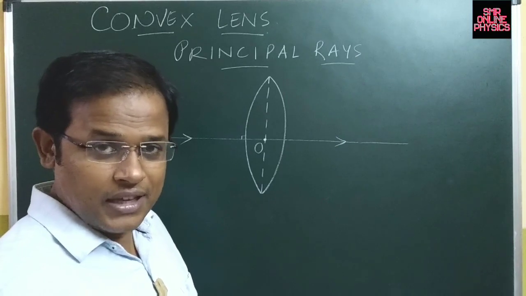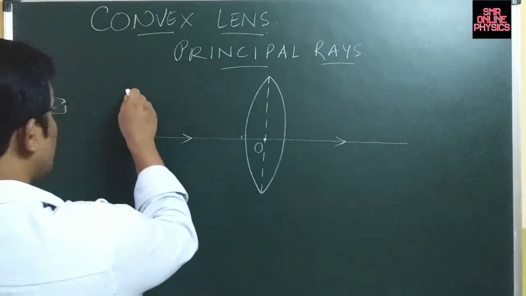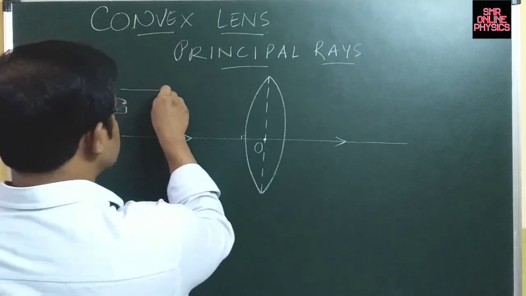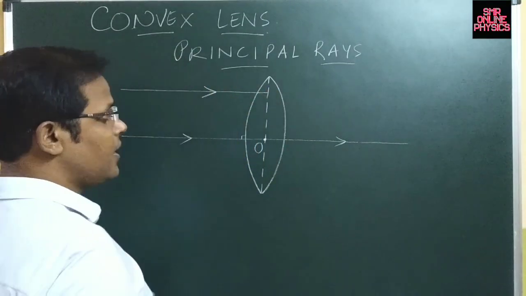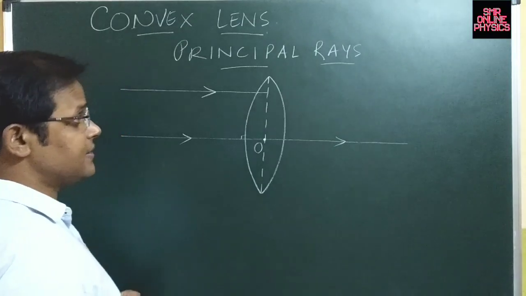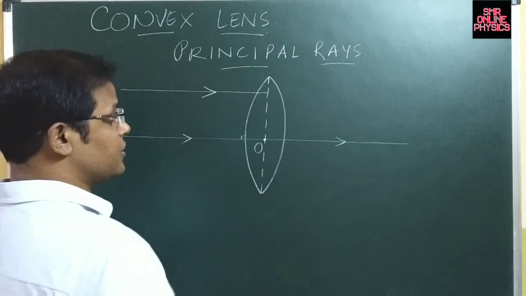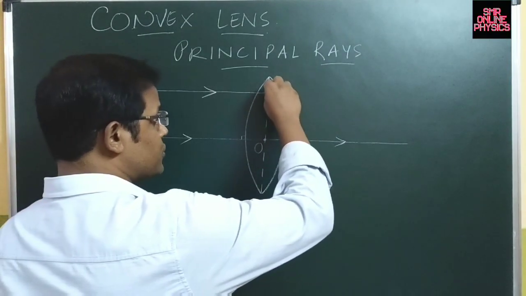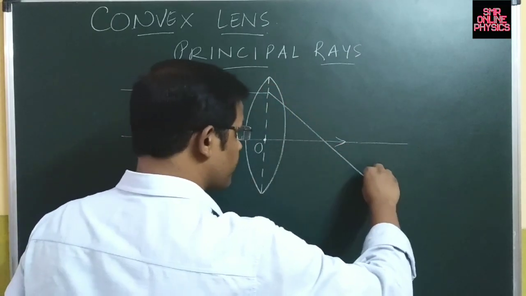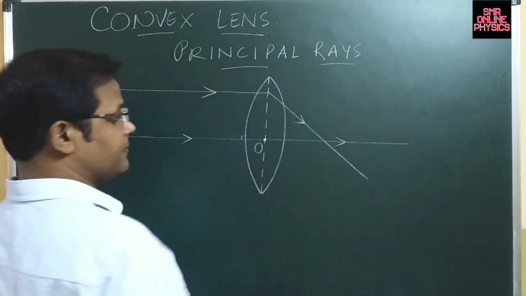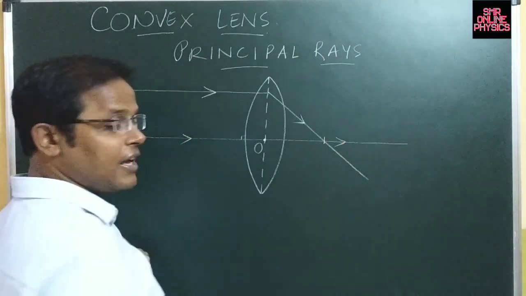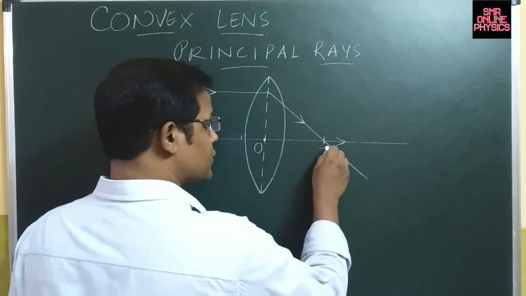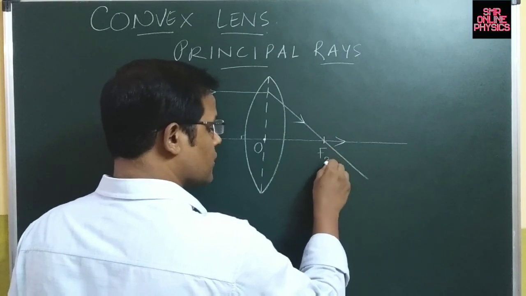So the first principal ray which is valid geometrically to understand the image formation by convex lenses is: a ray of light incident upon the convex lens parallel to the principal axis, after refraction, always seems to converge at a point. It seems to converge or pass through a point which lies on the principal axis. That is called your focus.